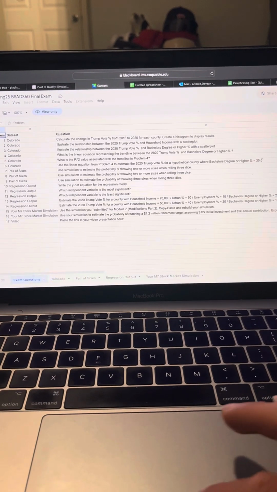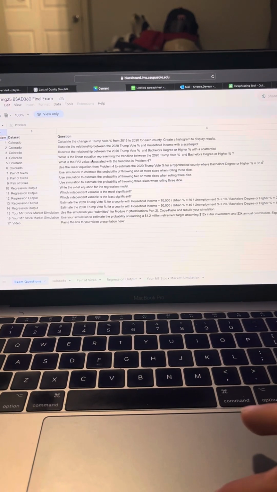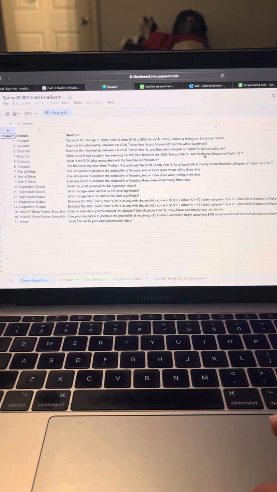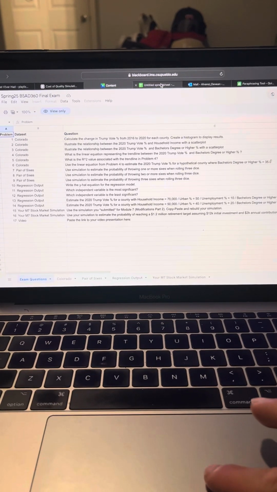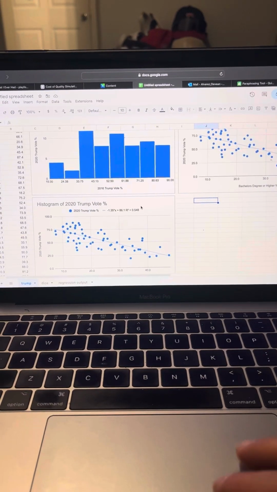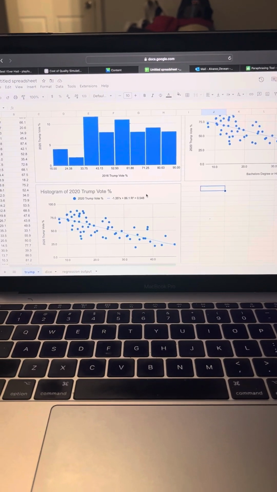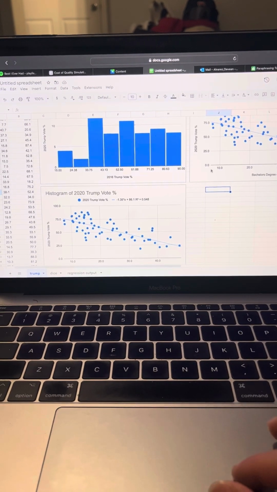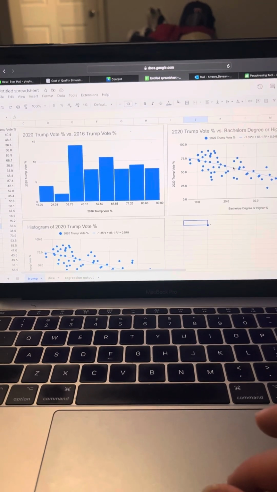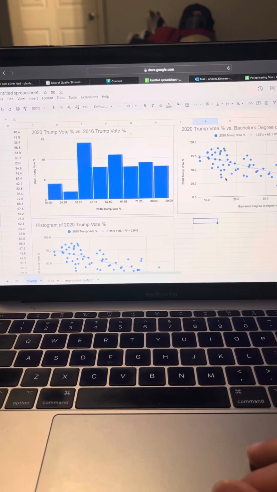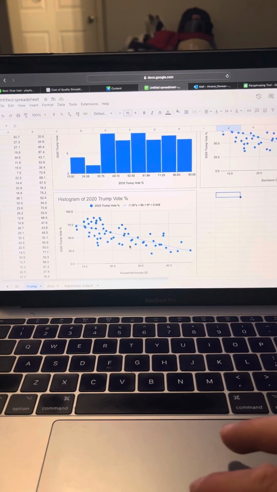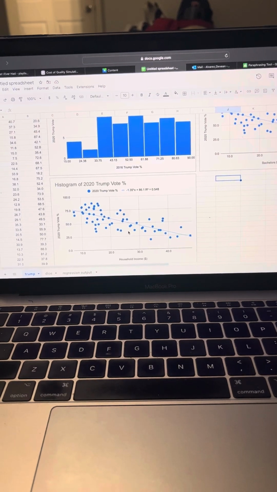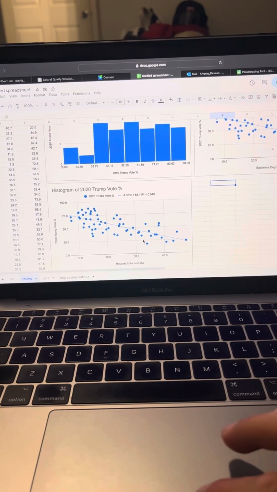And then for the next question, what is the linear equation representing the trend line between the 2020 Trump vote percent and bachelor's degree or higher percent? And that would be this graph. And it says pretty much that people who have bachelor's degrees tend to not vote for Trump. So it'll be this graph right here. And then for this chart, the scatter plot on household income, it also says that people who have higher household income tend to not vote for Trump either. And that's what I get from this graph.